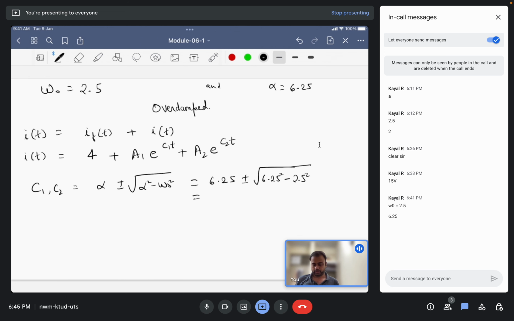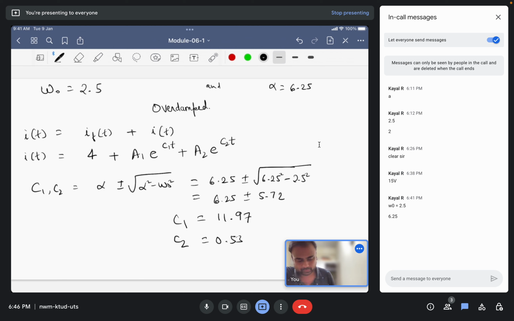So let us first of all calculate the square root. So 6.25 square minus 2.5 square, so this is 5.72. So let us say C1, the sum, so 5.72 plus 6.25, this will be 11.97, and C2, that is the difference, so 6.25 minus 5.72, so this is 0.53.